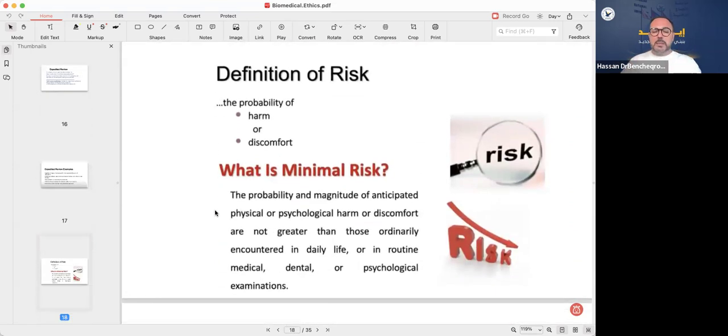فلما بنقول minimal risk, خطر قليل كتير, شو بنسمي risk? What is the definition of risk? The definition of risk means the probability of harm and the احتمال إنه يكون في harm ولا discomfort. What is minimal risk? That the probability of that harm or discomfort is not more than what you would get in normal life. For example, I want to do an X-ray. It's a little bit more minimal than usual than you would get in a normal day, or taking a blood draw, etc.